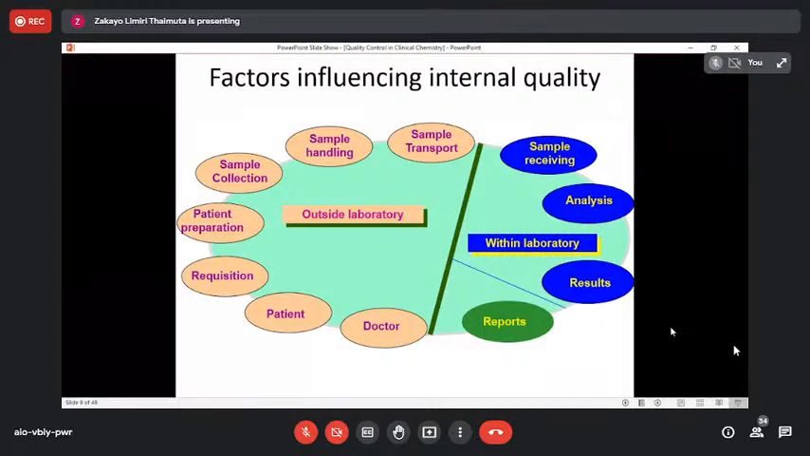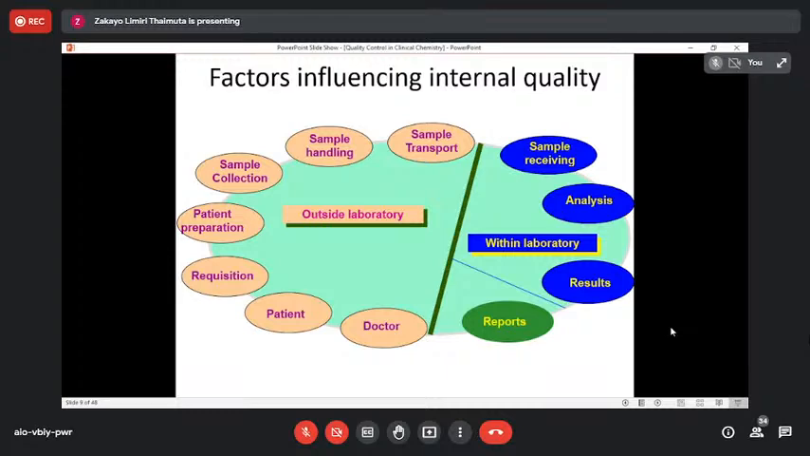Coming to internal quality control, what factors should you be concerned about so that you get valid results? You have got to be worried. Remember, we said at the end of this discussion, I want you to highlight the hallmarks, the areas that you need to be concerned about.